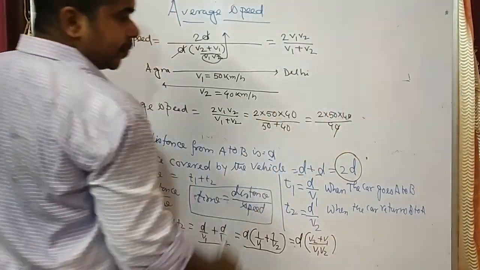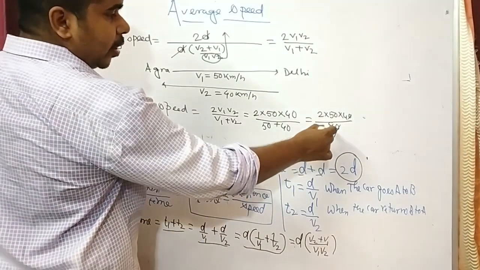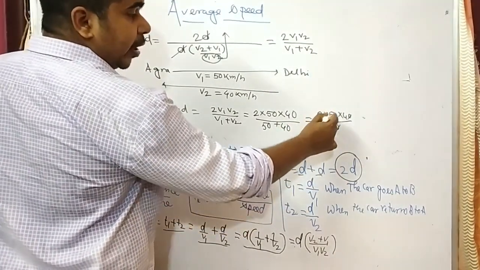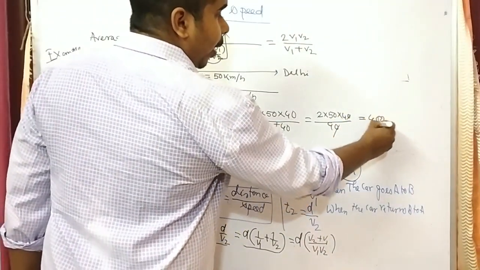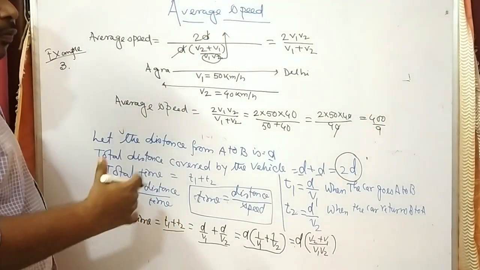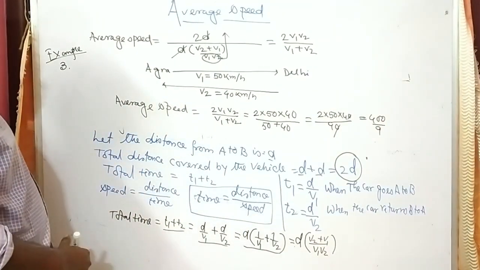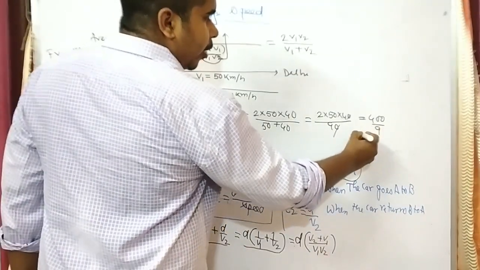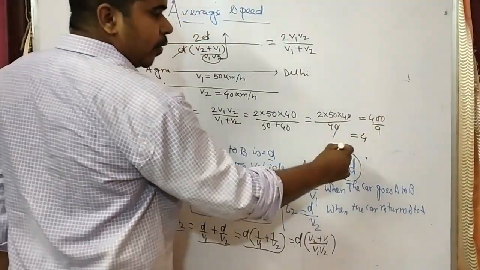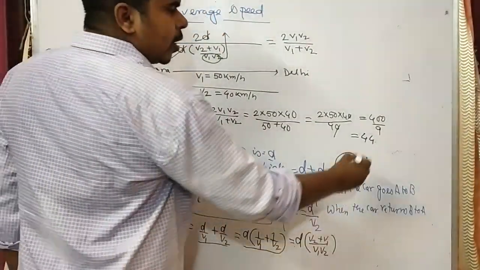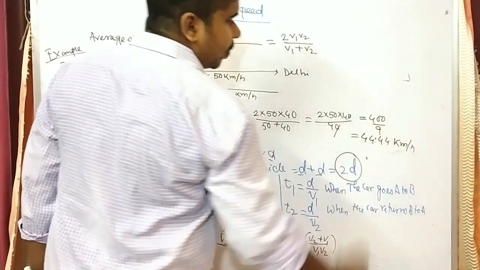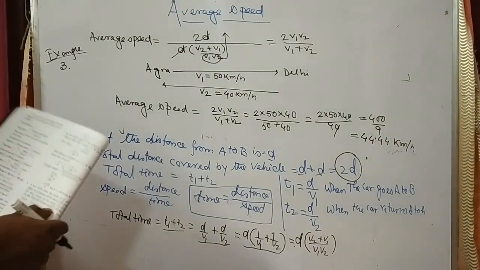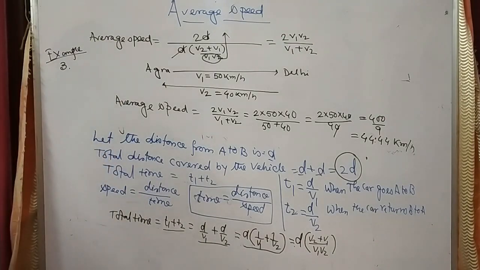So let's divide it. Clear? So the 0 is cancelled out. So 2 fifties are 100, 100 fours are 400, by 9. Now if I want to convert it into decimal, then 9 fours are 36, then 4, 9 fours are 36, so 44.44 kilometer per hour. See whether our answer is correct or not. Yes, our answer is correct. That is 44.4 or 44 kilometer per hour.